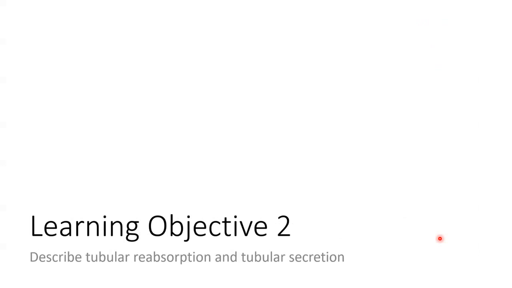The next step in urine formation is then tubular reabsorption and secretion. So the learning objective is to be able to describe these two processes. And just before you freak out, these processes are much, much more straightforward.